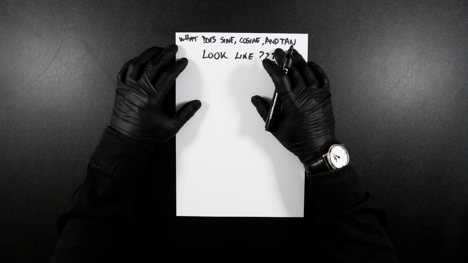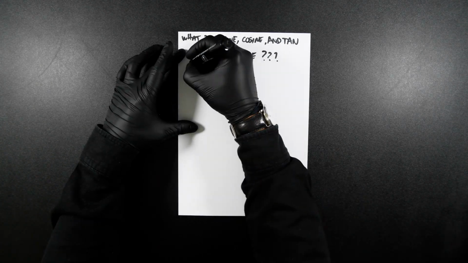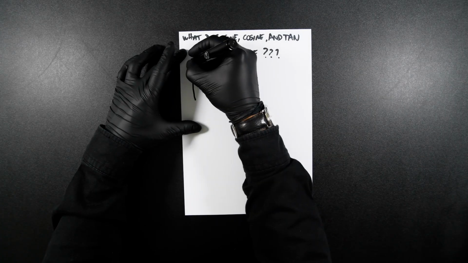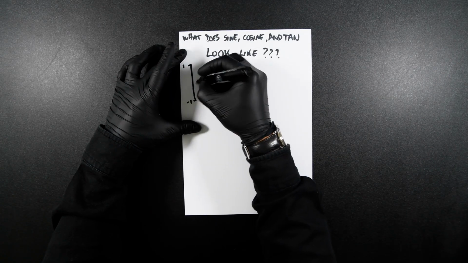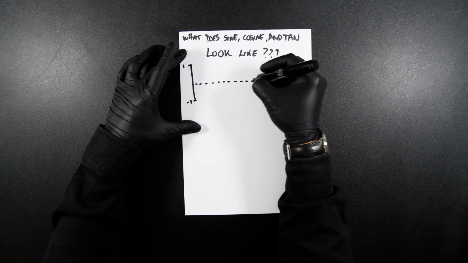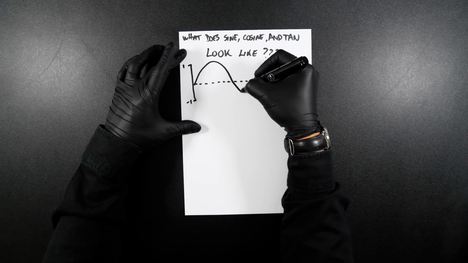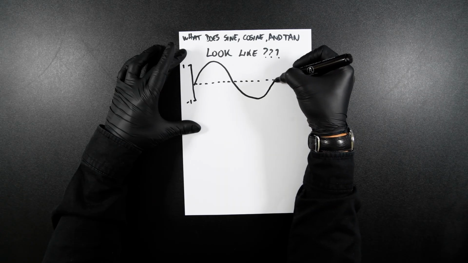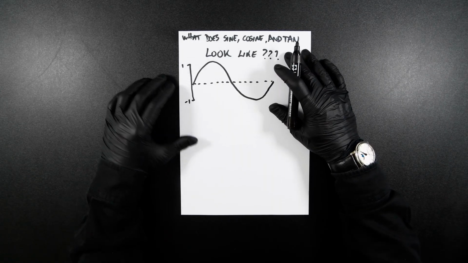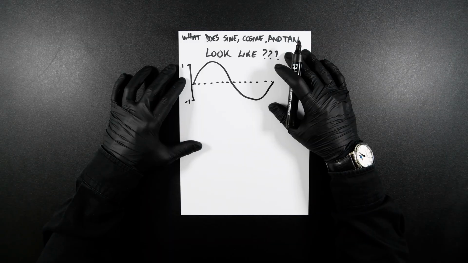This is something that you're only going to learn by doing it a lot. So let's first do sine. So sine, let's do 1 and minus 1, and then let's do a little line here. Sine starts at 0, goes up to 1, comes down, comes up. I think that's pretty solid for a freehand.